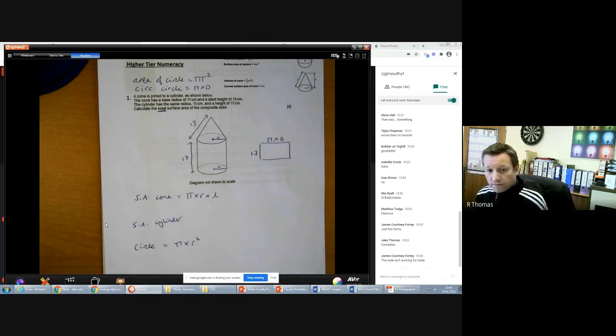I'm staying right here, but by now you should have done the surface area of the cone. You should have done the area of the circle at the bottom, and you should be plowing through the rectangle bit in the middle.